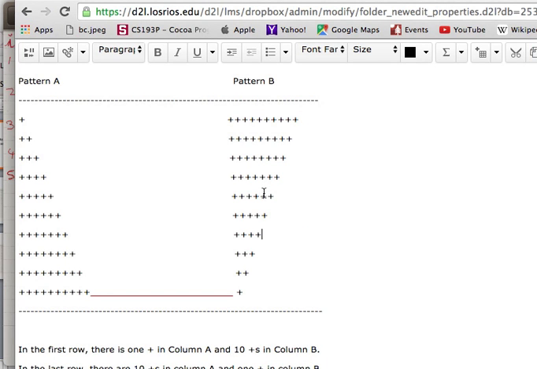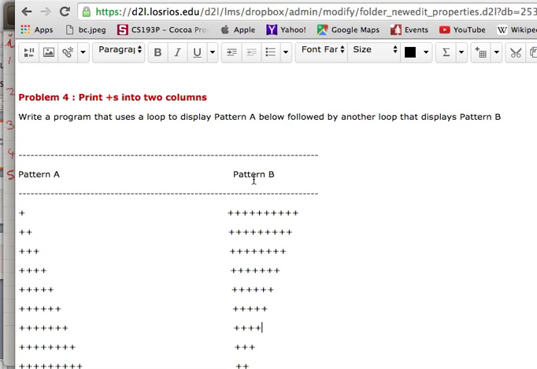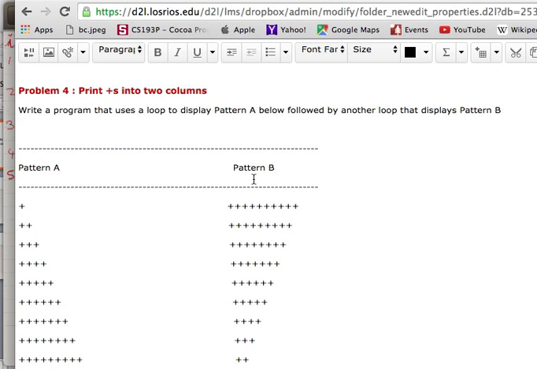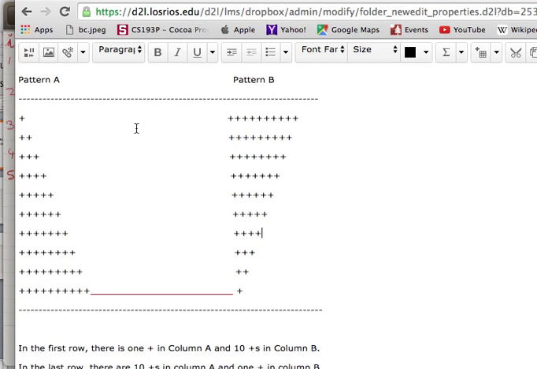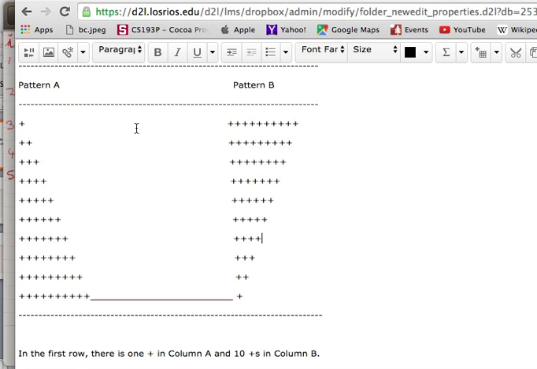We are going to talk about how to do this problem. Okay, how do we print pluses into two columns? Let me try to explain what this is all about first. Then it becomes very easy for you to come up with the solution.